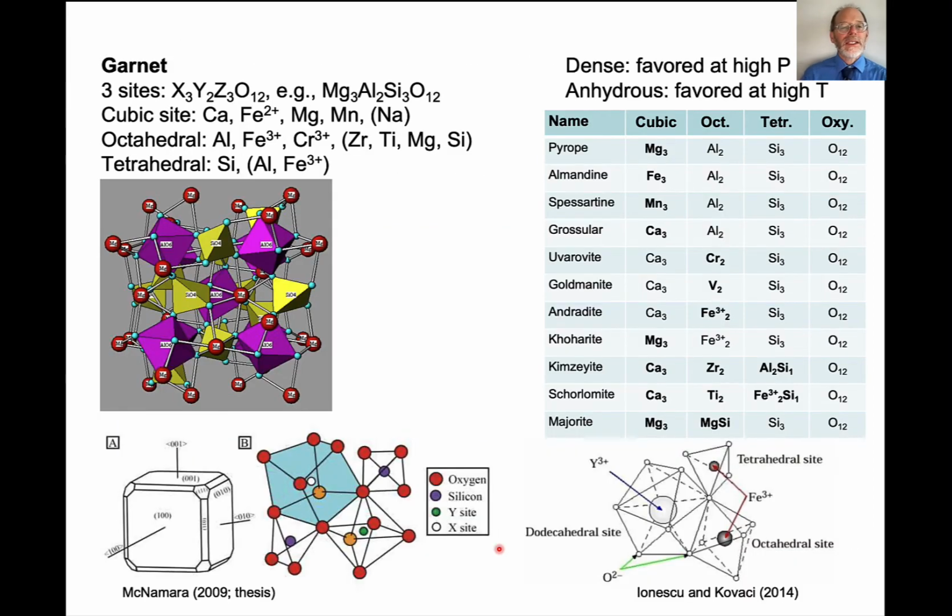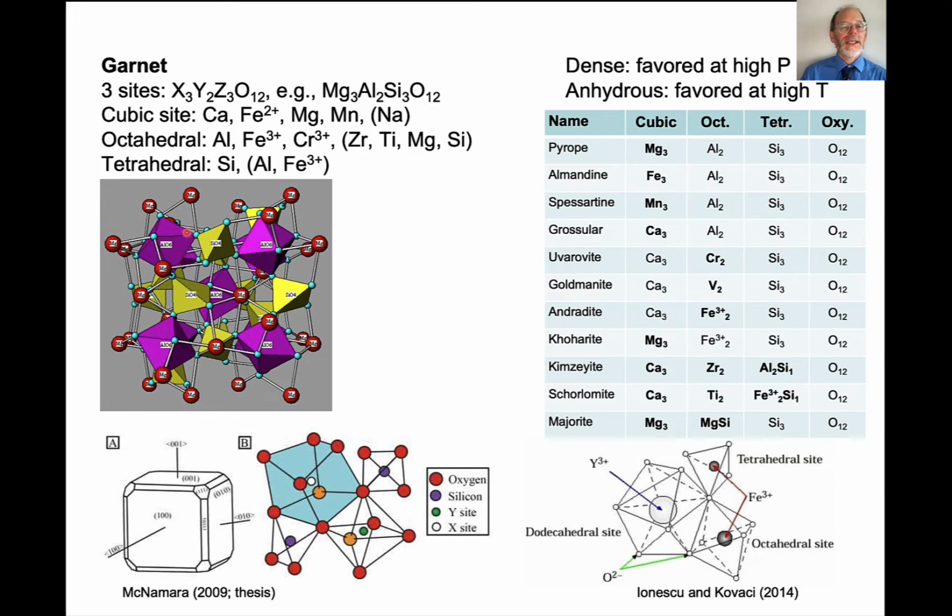Chemistry of garnets, in general, it consists of 3 sites, an X, a Y, and a Z site. The X site is the larger cubic site, takes all these different elements that we've talked about. The octahedral site normally takes aluminum, but can take several other elements, especially magnesium and silicon in majorite, high-pressure garnet. And then the tetrahedral site can take silicon commonly, although it can also take aluminum and iron.